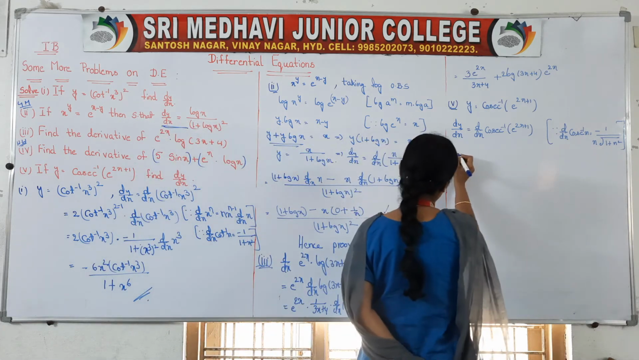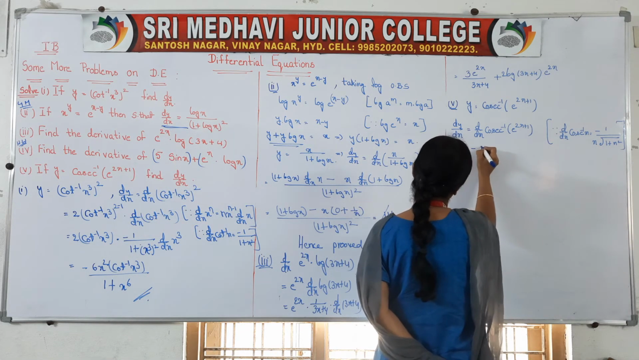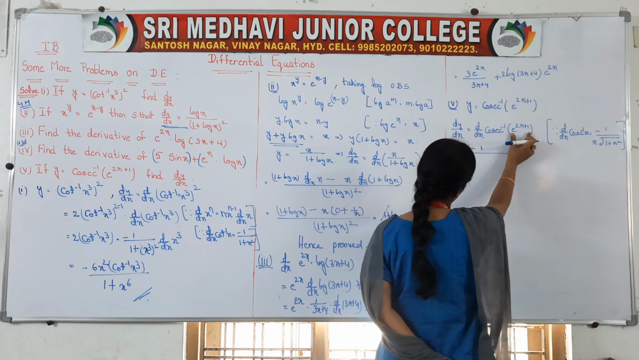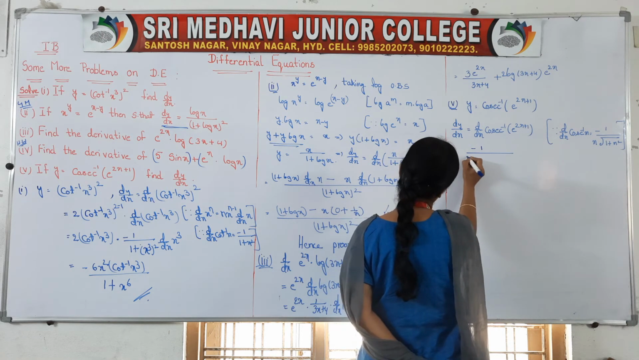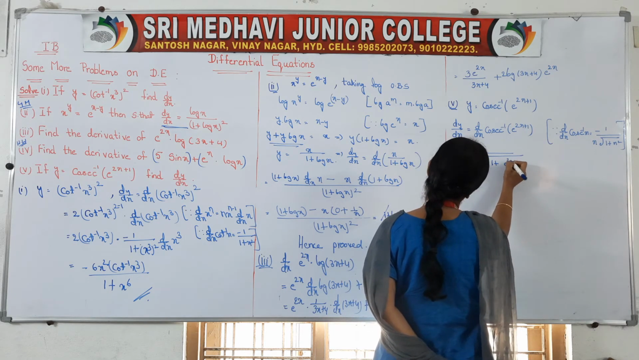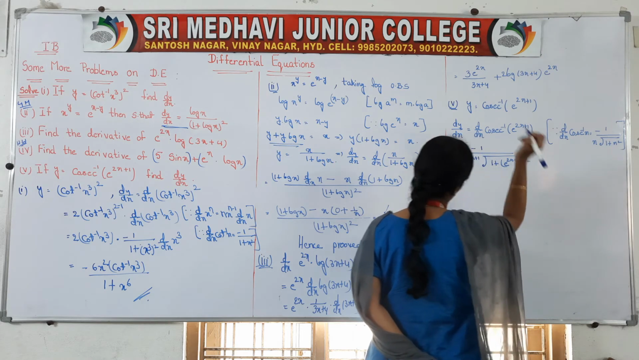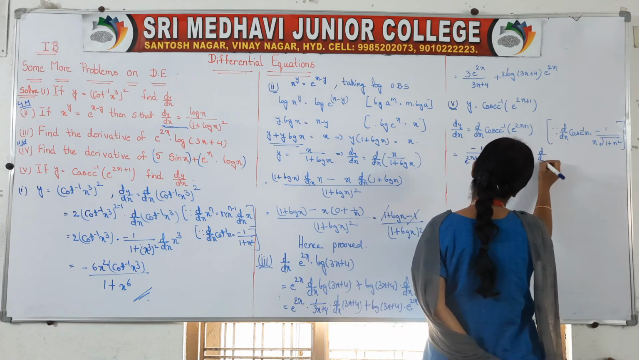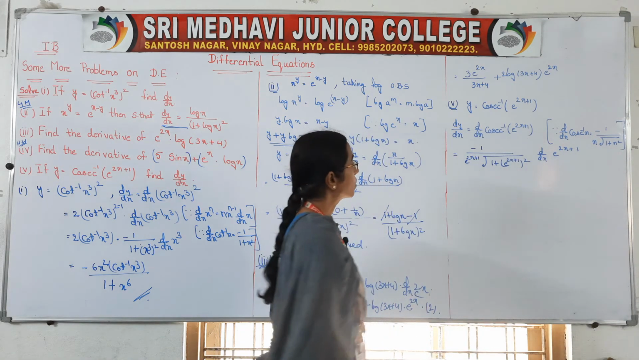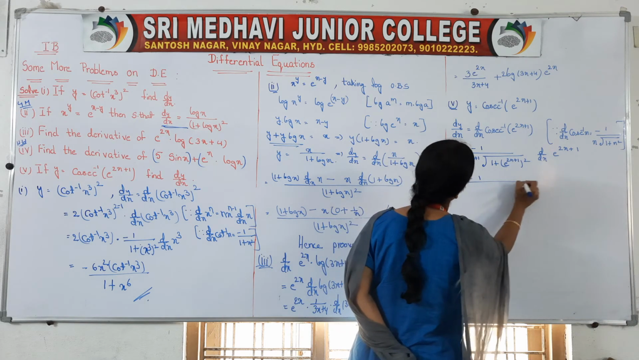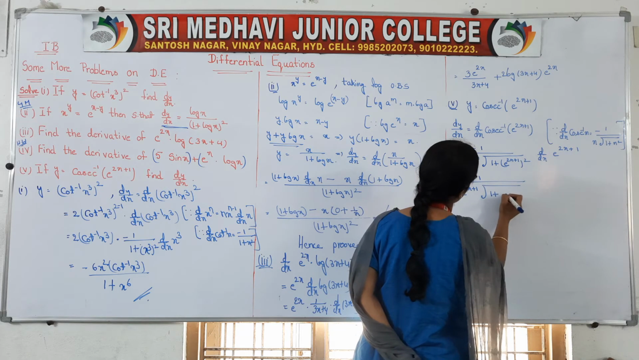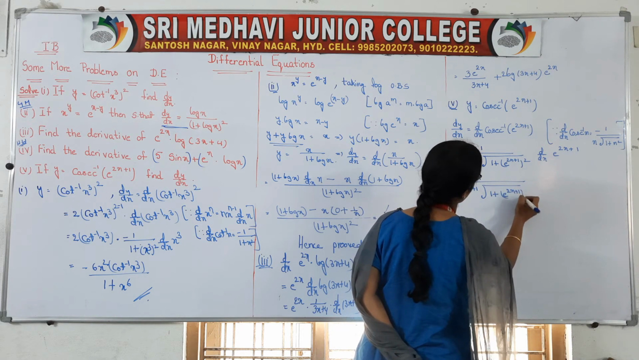So dy by dx is equal to minus 1 by, in x place, here we are having e to the power of 2x plus 1. So e to the power of 2x plus 1 root of 1 plus e to the power of 2x plus 1 whole square into d by dx of e to the power of 2x plus 1. So it is minus 1 by e to the power of 2x plus 1 root of 1 plus e to the power of 2x plus 1 whole square.